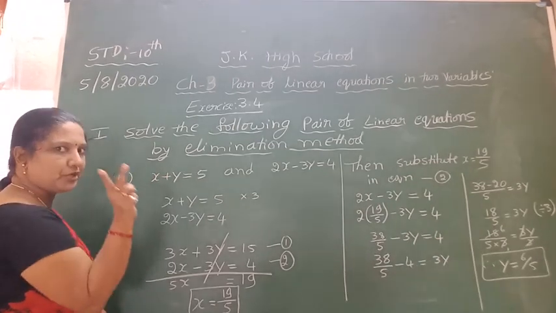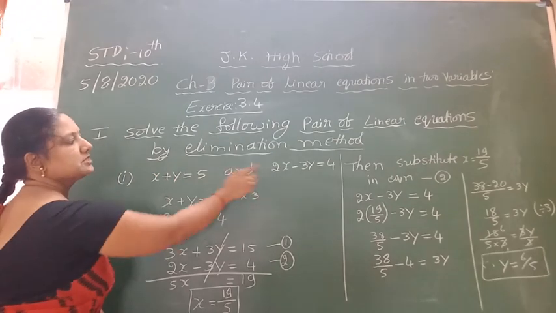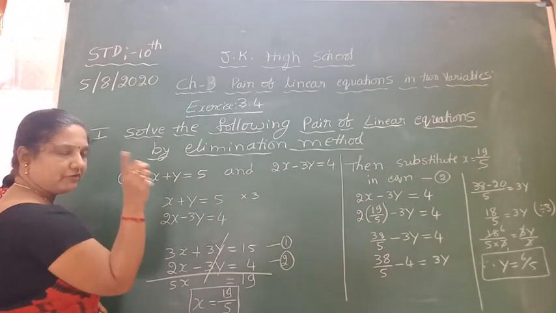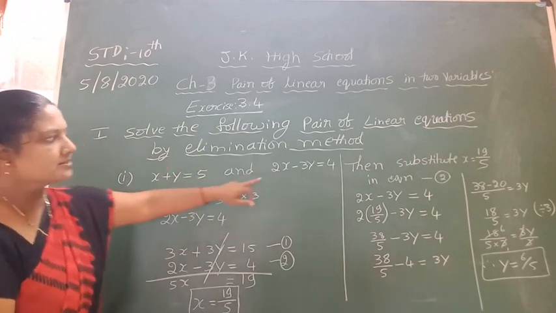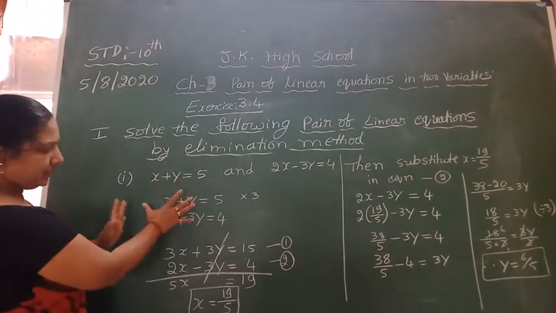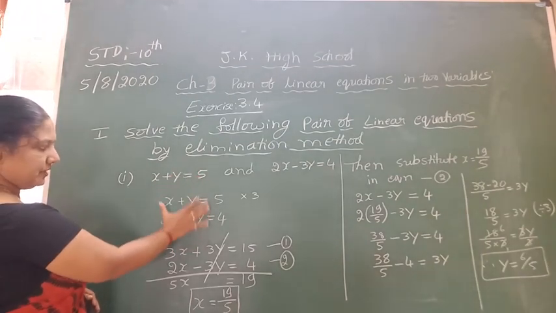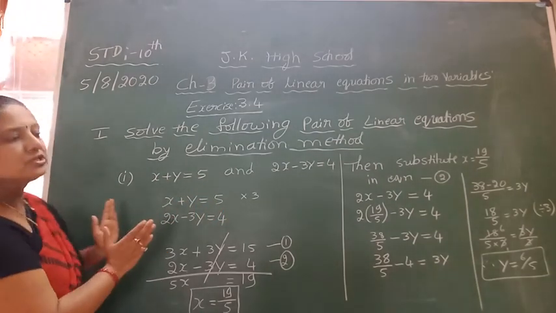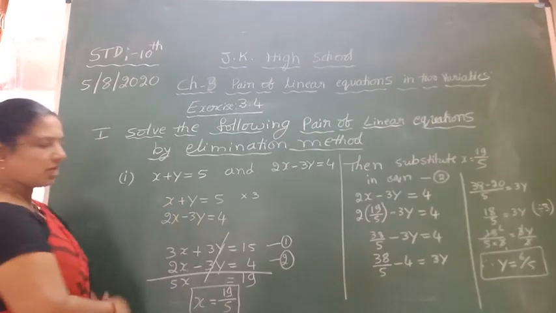They gave you two equations, that is a pair of linear equations in two variables. So this is x plus y is equal to 5, one linear equation in two variables, and another one 2x minus 3y is equal to 4. So now what we have to do, I have written one below one. So this pair of linear equations in two variables, I have written one below one. First, you have to observe the equations.